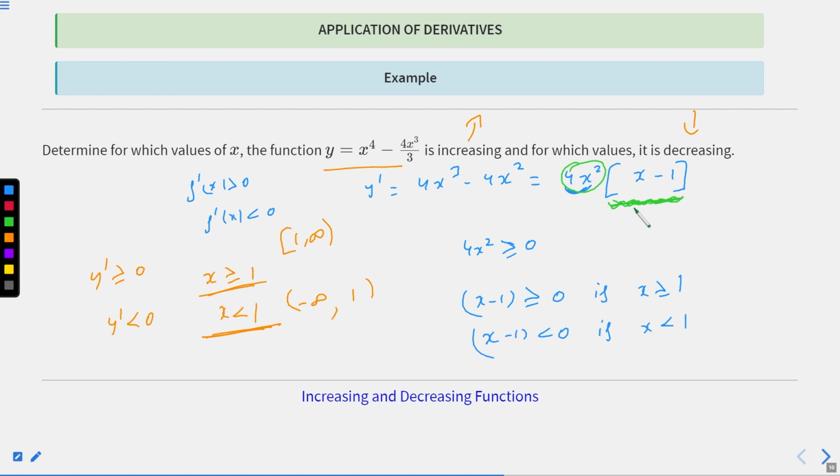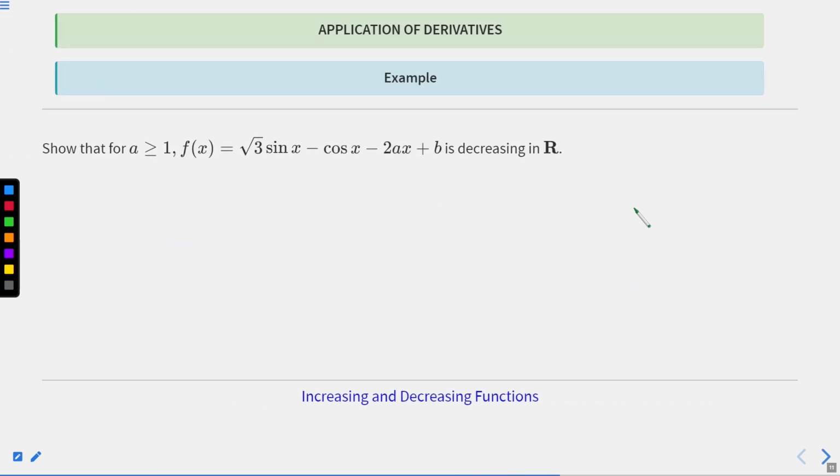Okay, let us move to the next example. So, another example. We have to show that for this it is going to be decreasing. So f prime will be root 3 cos x plus sin x minus 2a. We already know that a is greater than or equal to 1. This means 2a is going to be greater than or equal to 2. So far so good.